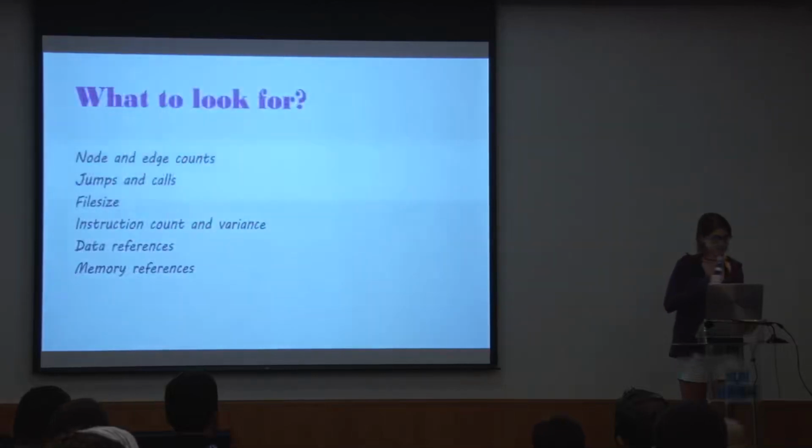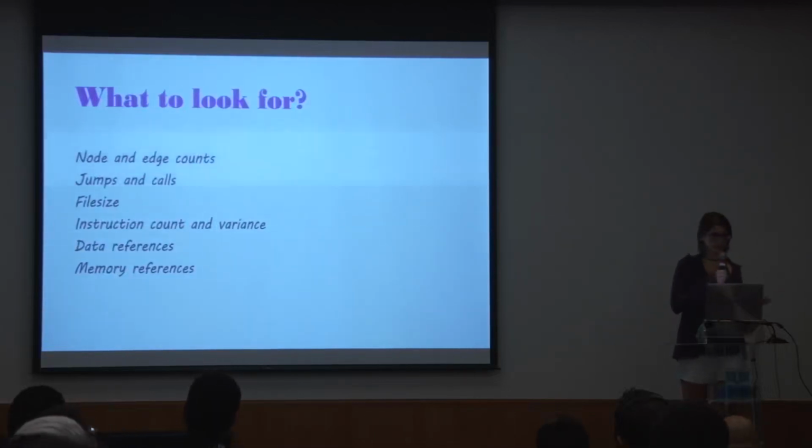Now, on to my case studies. What are we looking for if we look at compiler optimization settings in terms of call graphs? From the data structure that I generated out of the graph tools, what we can look for is, for example, node counts and edge counts. The size of the graphs will change as we use different optimization settings.